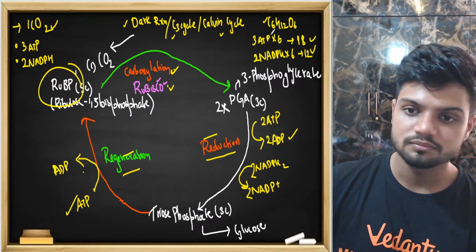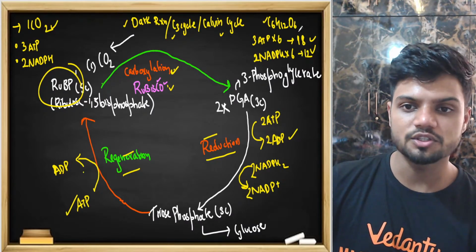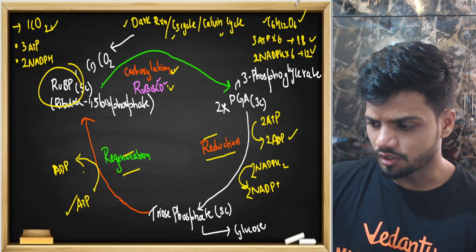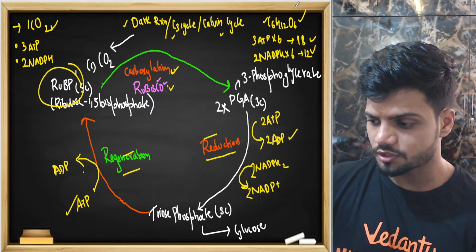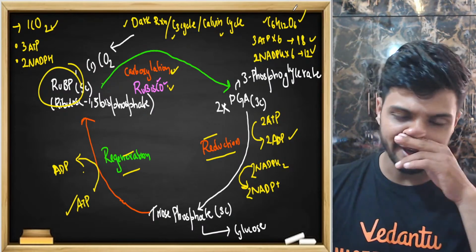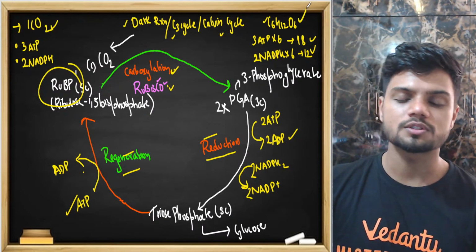18 ATP and 12 NADPH. This is a famous question. It was asked in the NEET exam last year, and also in 2015 and 2022. So this is a famous question: how many ATP and NADPH are needed for one glucose? That's all.